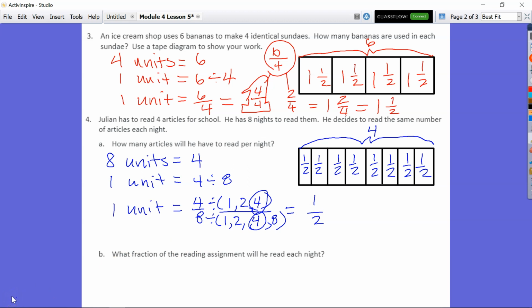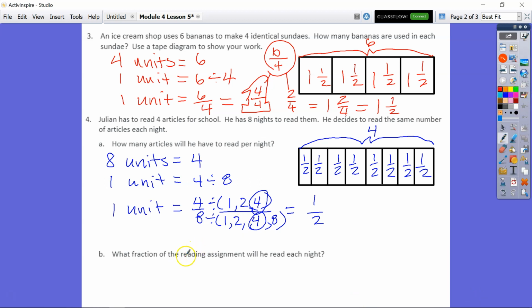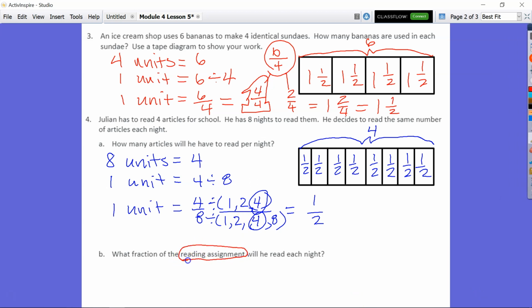Let's take a look at B here. What fraction of the reading assignment will he read each night? So if you look at this, the reading assignment is 1 assignment. So we have 1 assignment, and he's dividing it by 8 nights. So he would read 1/8 of the assignment each night.